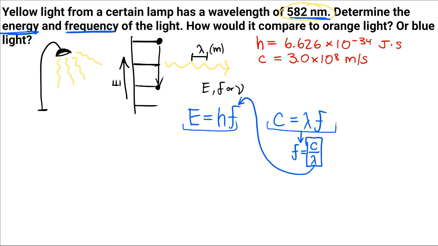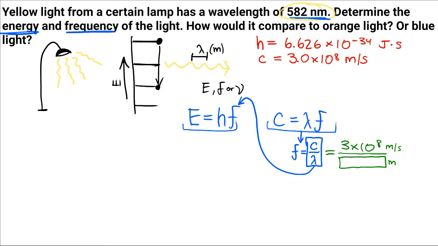Frequency equals c over lambda, which is 3 times 10 to the 8th power in meters per second, divided by the wavelength, which is not in the correct unit. So let's actually solve this problem right now, because we want our wavelength in meters in order to get frequency. And we don't have meters, we have nanometers.